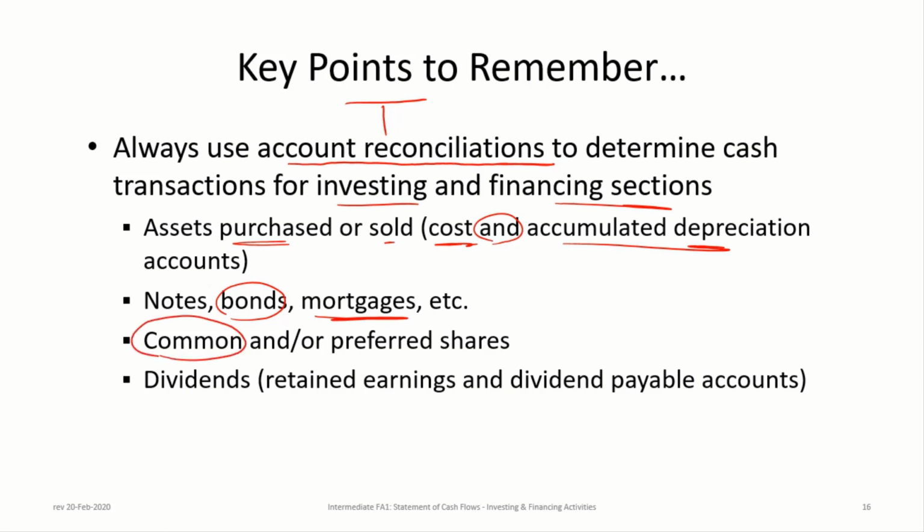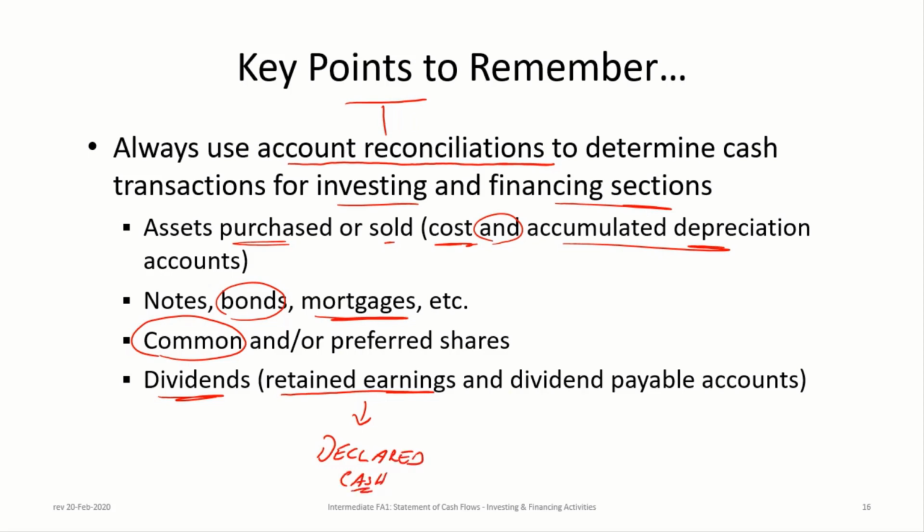Remember that we had to reconstruct using a T account the common shares, and we saw that there was a non-cash transaction hidden in there that we would miss if we just took the difference between the beginning and ending balances. And finally, for dividends, cash paid for dividends, we have to reconstruct the retained earnings to determine how much dividends were declared. And again, we're looking for cash dividends declared.